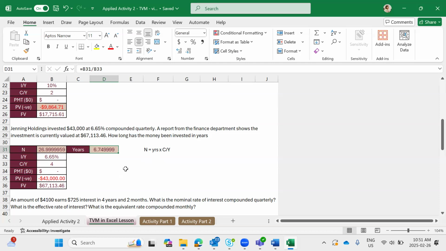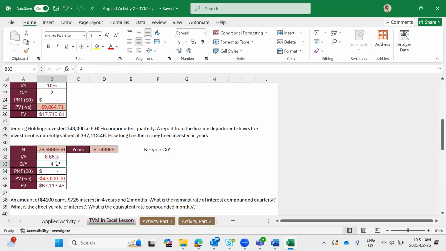And that's it for this question. We use the NPER function to be able to calculate the number of years that the person invested their money. Please note that the NPER function, the answer you get from that, will always match with CY. What I mean by that is because the CY for this question was quarterly, this is a number of quarters.